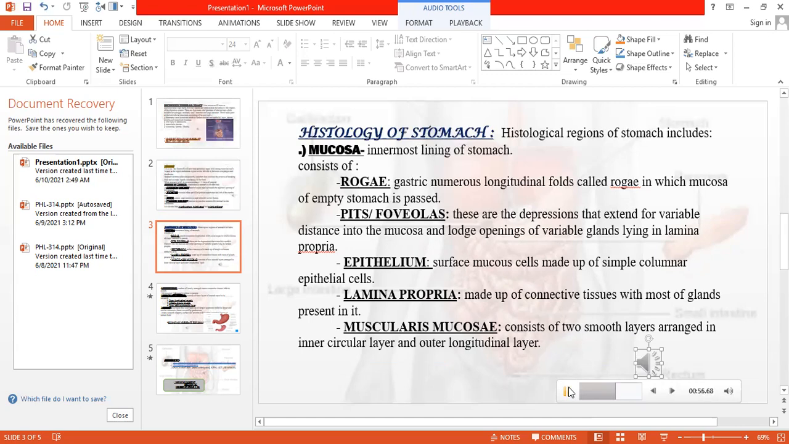Pits or foveoles are tiny depressions through which the openings of glands are lodged. Epithelium is basically the surface mucous cells, which are made up of simple columnar epithelial cells. Lamina propria is made up of connective tissues with most of the glands present in it. Muscularis mucosa consists of two smooth layers arranged in an inner circular layer and an outer longitudinal layer.